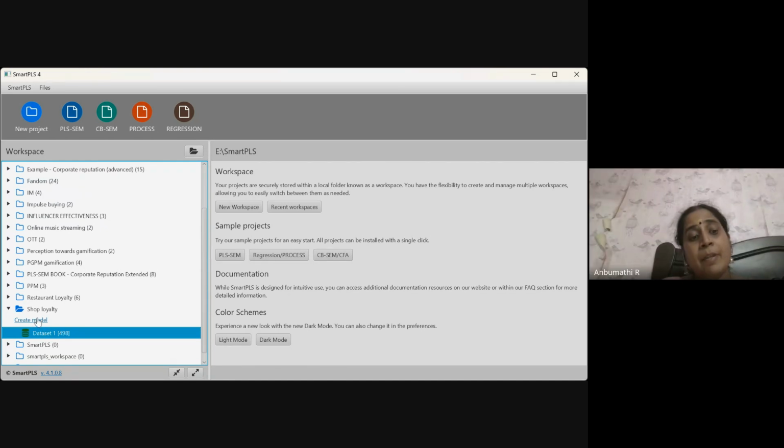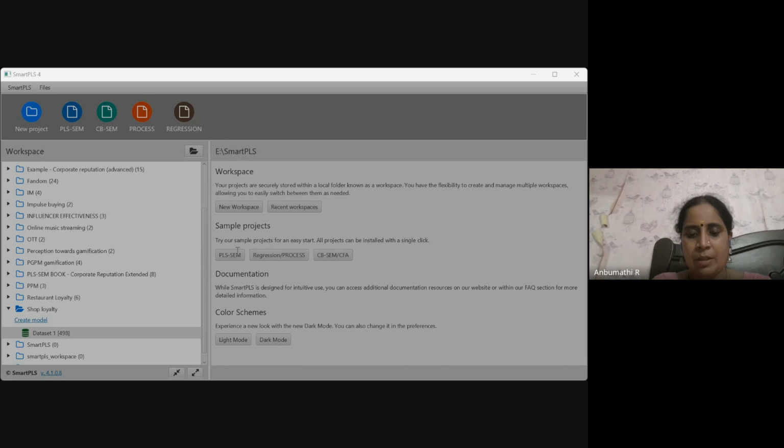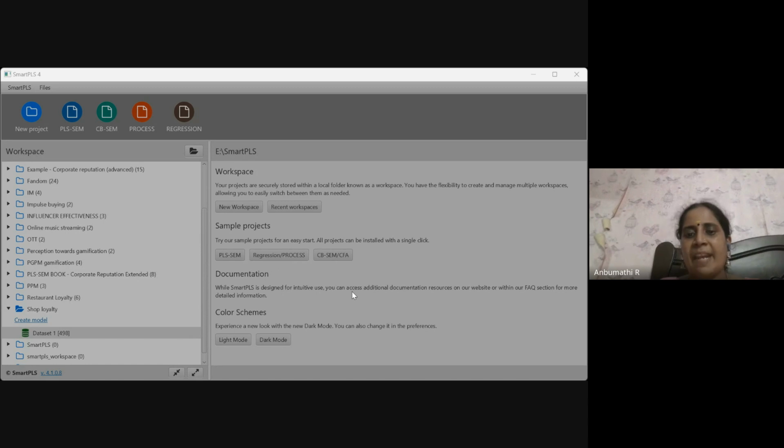On the top of it, you have an option called create model. Click that. When you click create model, the project we have assigned is already shop loyalty. It will ask for the model type, whether it's SEM or CBSEM or regression or process. Now we are going to do PLSM. I have given PLSM and you need to give a model name for it. I am giving shop underscore loyalty model, or whatever you want, you can name it and give save.